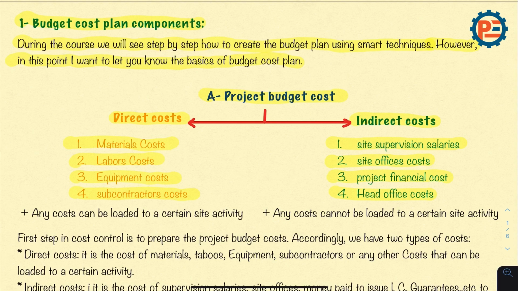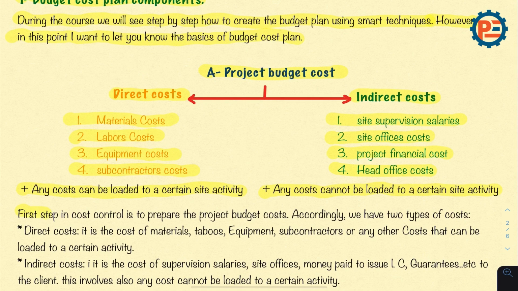By a basic concept, the direct cost is any cost that can be loaded to a certain site activity. Indirect cost is any cost that cannot be loaded to a certain site activity. We'll see an example in a second to explain more about direct and indirect cost.